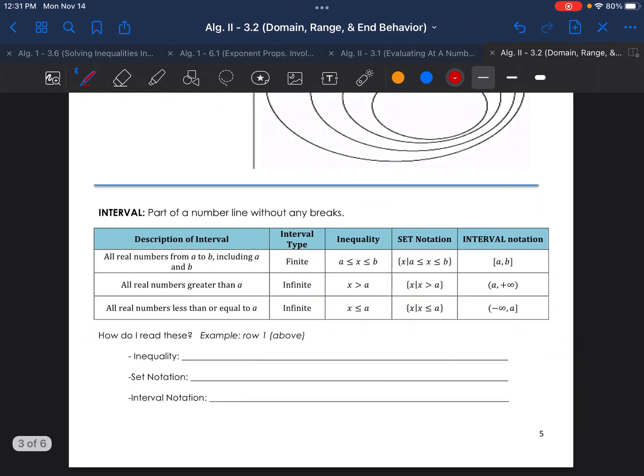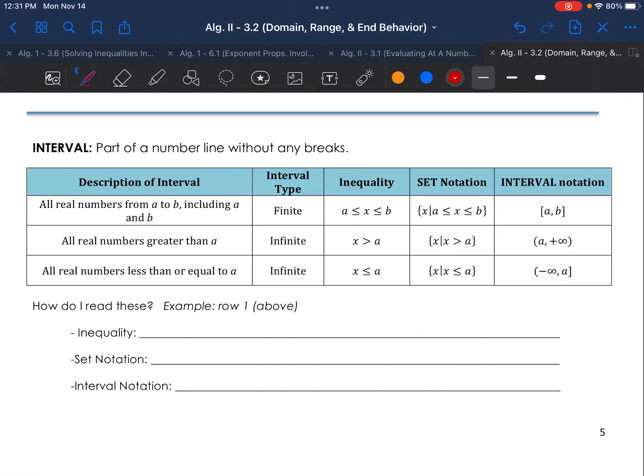All right, now on to the new stuff. An interval is part of a number line without any breaks. So it's just saying, hey, from here to here. And we're going to have 3 different descriptions of intervals here. One is all real numbers from A to B, including A and B. So we're saying, hey, every number from this to this, and we want to include those two. So this is a finite interval because it does, in fact, end.